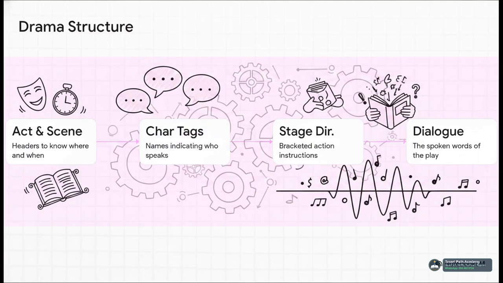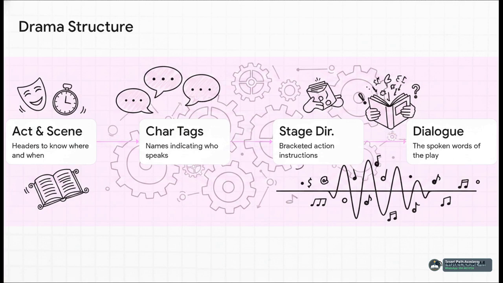Imagine you're an actor holding a script. You need instructions, right? Well, this brilliantly illustrates how that works. Step 1. You check the act and scene headers so you know exactly where and when you are in the plot. Step 2. You look for character tags, usually a name in bold or capital letters, so you know when it's your turn to speak.